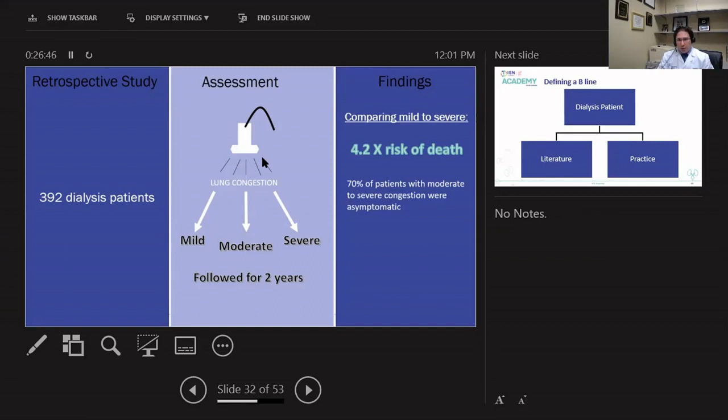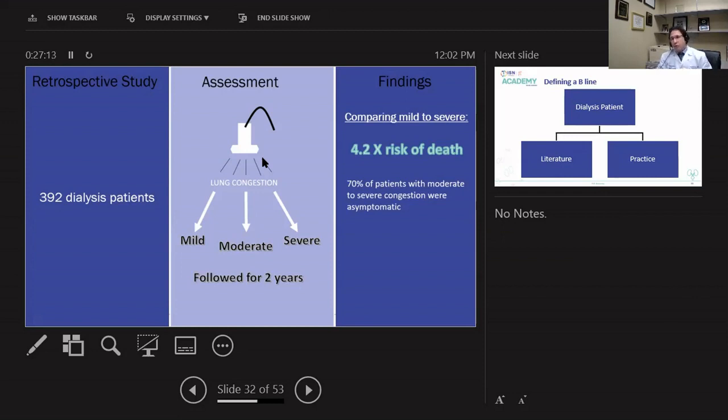They looked at the patients for about 2 years, and they found that when comparing those with mild to severe congestion, you were at a 4.2 times increased risk of death if you had lung congestion. And there was a reclassification index that they did, and it did show significant results there as well. What was interesting to me was that 70% of the patients with moderate to severe congestion were asymptomatic.